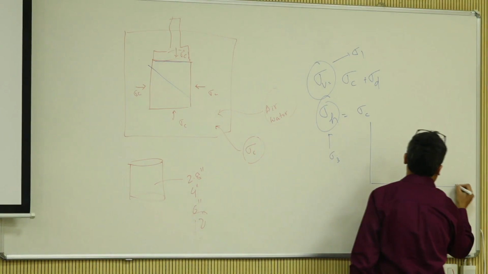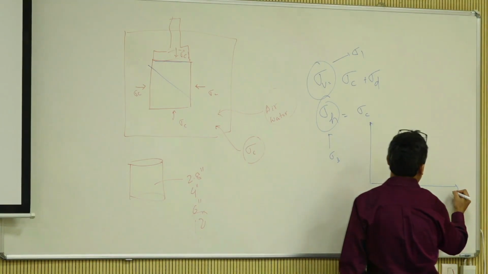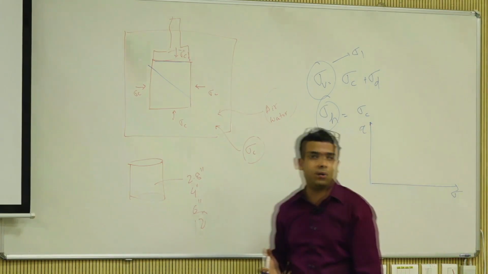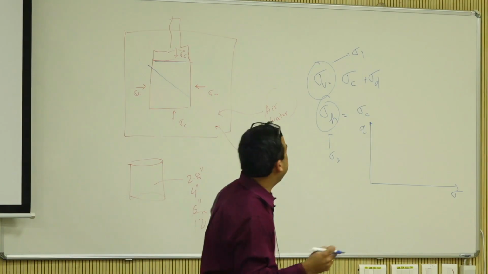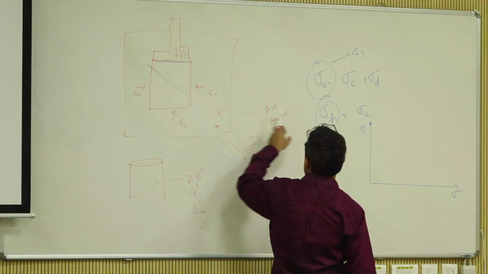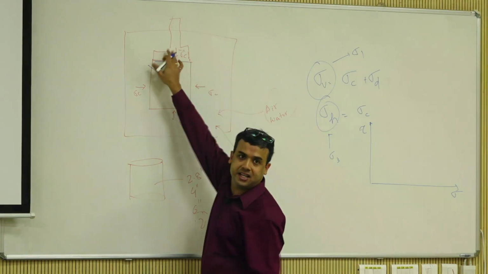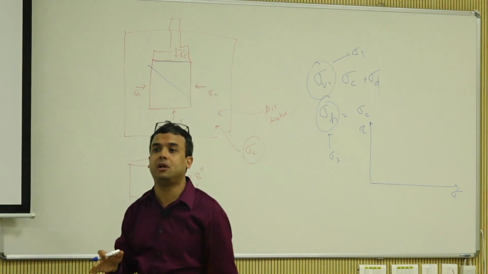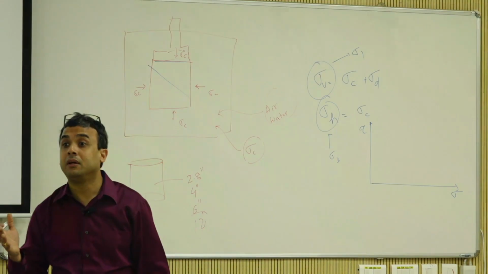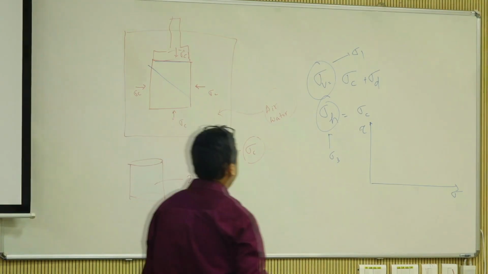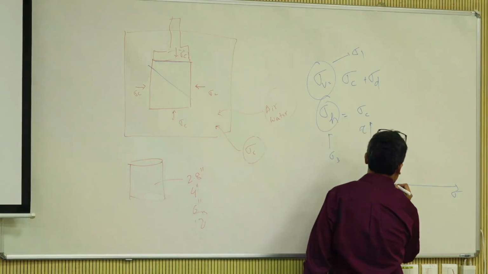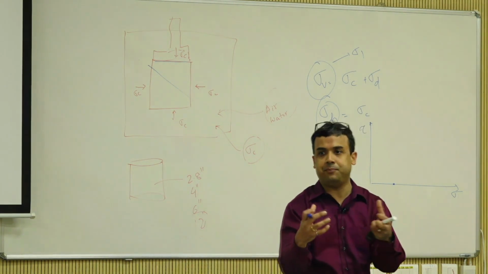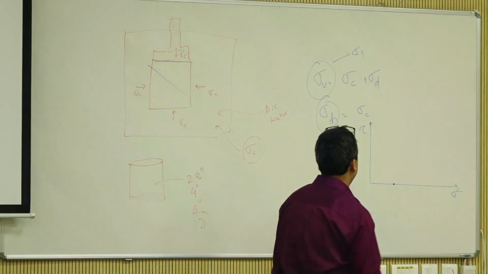So imagine this, let's go into a more circle kind of a frame, sigma versus tau, right? At the very initial stage, I have not applied any sigma d. How does my Mohr circle look? A point, right? It's just a point. It's hydrostatic. It's the same stress in all directions, exact same.